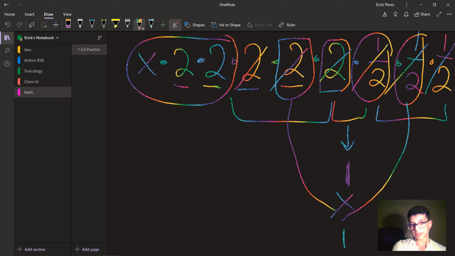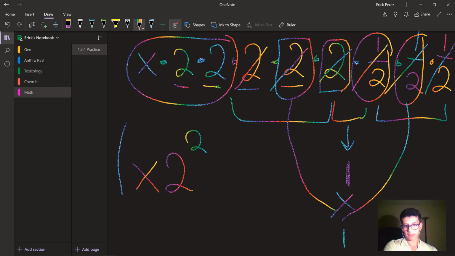So x times 2 times 2. But remember, we could write this as an exponent. So we could write x times 2. But how many times does 2 show up? It shows up 1, 2 times. And that's our answer. Okay.